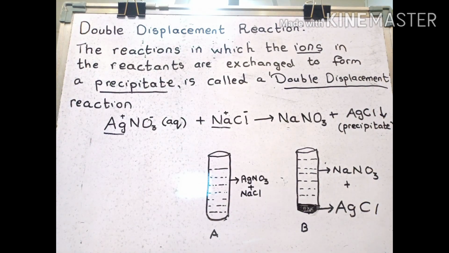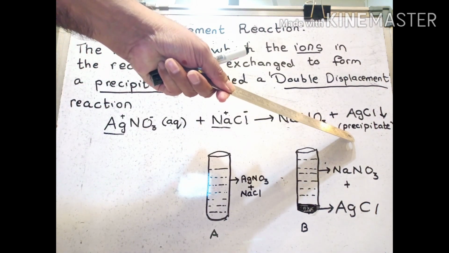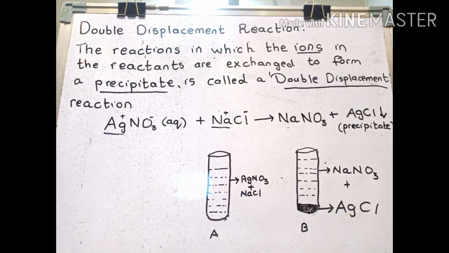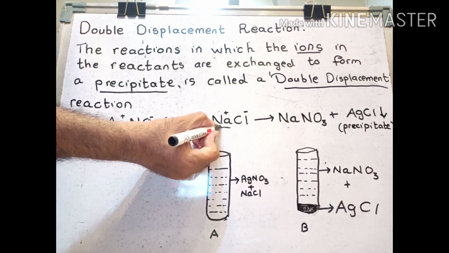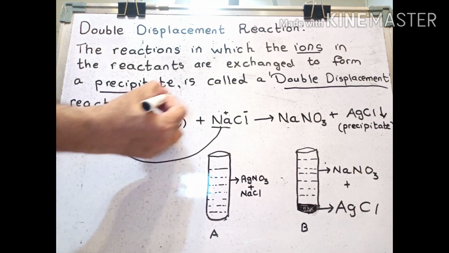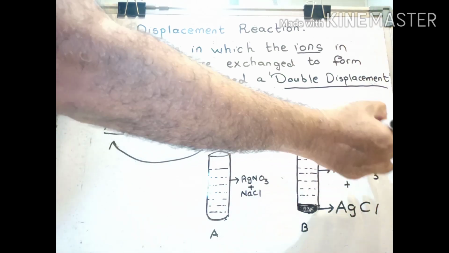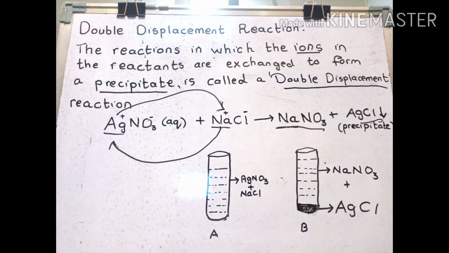Remember, you can be asked, a precipitate is formed in which type of reaction? So please remember, it is a double displacement reaction in which a precipitate is formed due to exchange of ions. You can see here what happens. Sodium comes here and silver goes here. So that's how you get sodium nitrate and silver chloride precipitate.